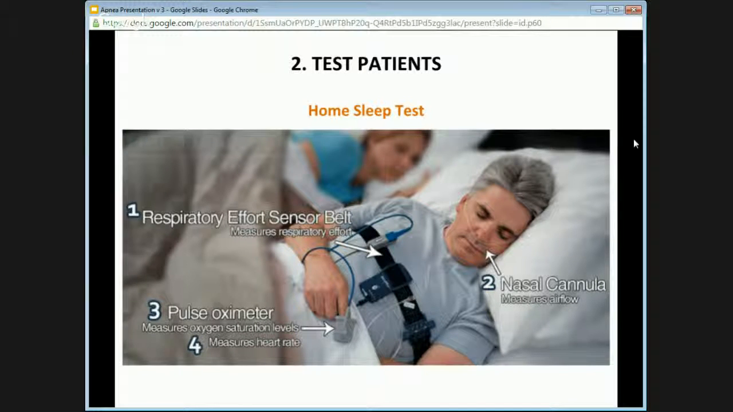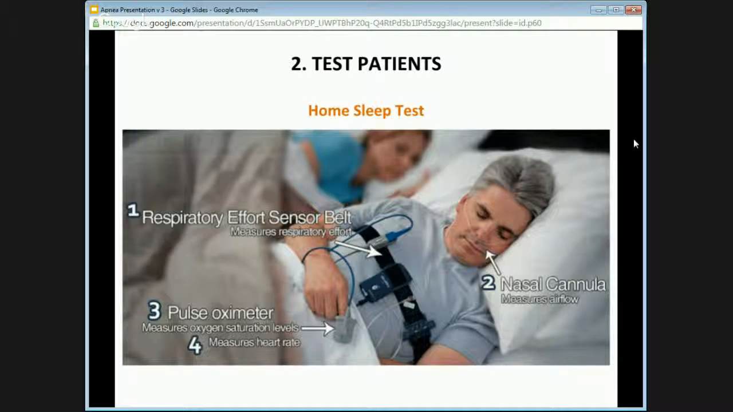How about a home test? That's easier done, right? Look at this guy compared to the last wires and setup. First and foremost, he's in his own bed. That makes a world of difference to patients. Secondly, it's simple. It's a simple little device.